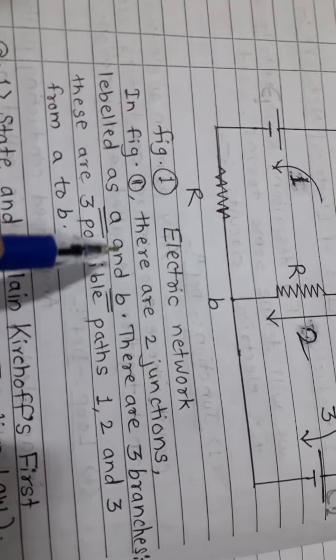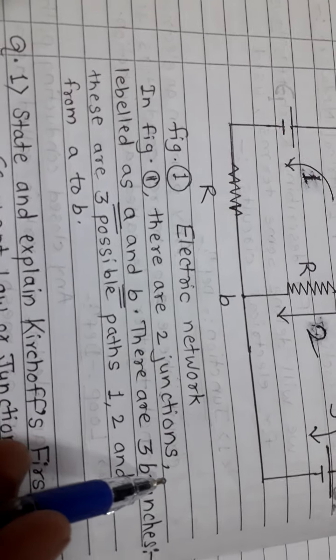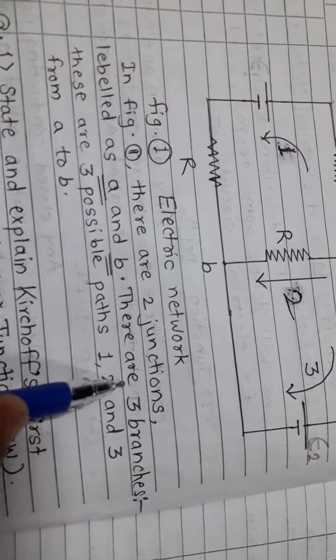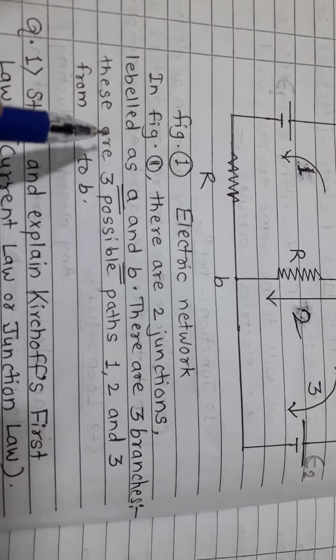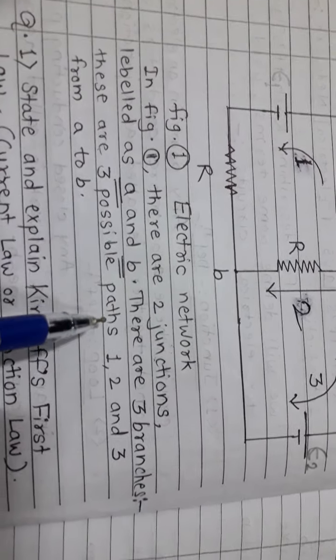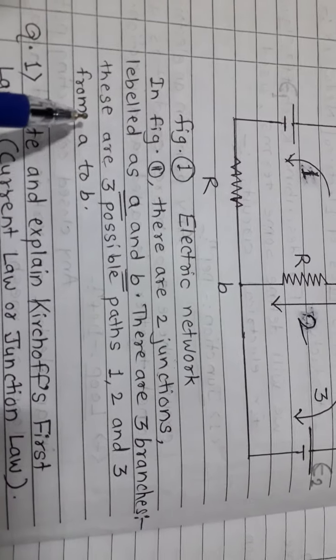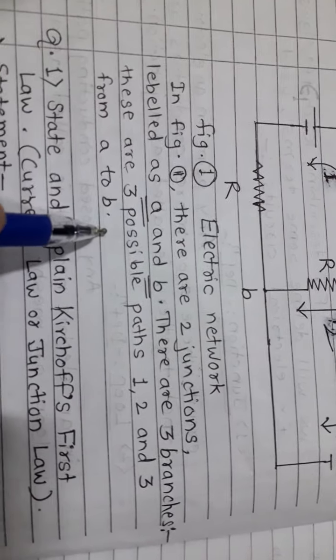In figure 1, there are two junctions, labeled as small a and small b. There are three branches. These are three possible paths 1, 2 and 3 from small a to small b.